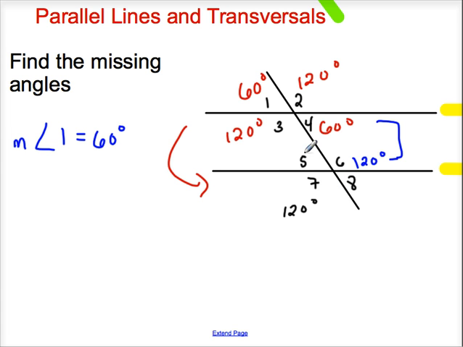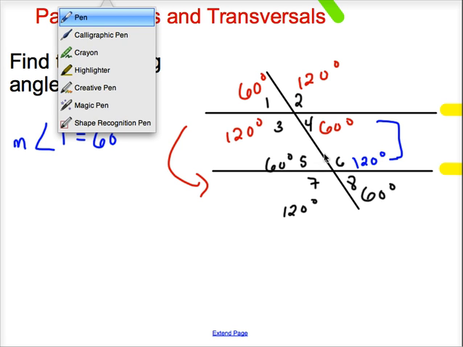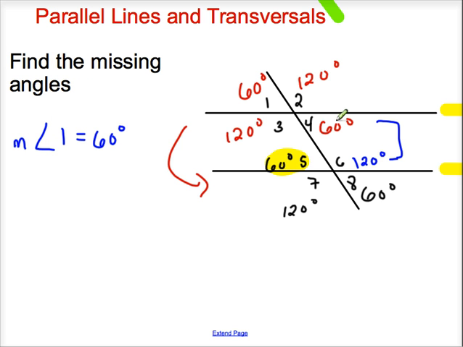If 6 is 120, then 5 has to be 60. Why? Because 120 and 60 equal 180. Good. 120 and 60 equals 180, making supplementary angles. And 8, also by vertical angles, would have to be 60. You could also look at alternate interior angles. If this is 60 degrees, then this must be 60 degrees because they're both alternate interior. If this is 60 degrees, then this has to be 60 degrees because 1 and 5 are what kind of angles?